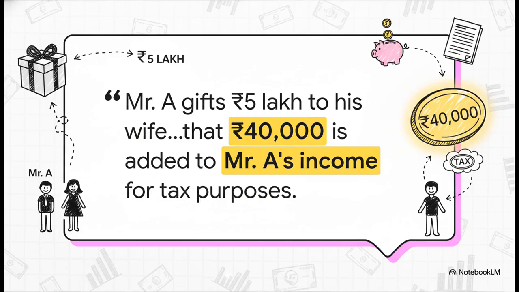Here's a perfect example. Let's say Mr. A gives 5 lakh rupees to his wife. She's smart, so she invests it and makes 40,000 rupees in interest. Well, because that original 5 lakhs was a gift, that 40,000 rupees in interest gets taxed as if it were Mr. A's income, not his wife's.